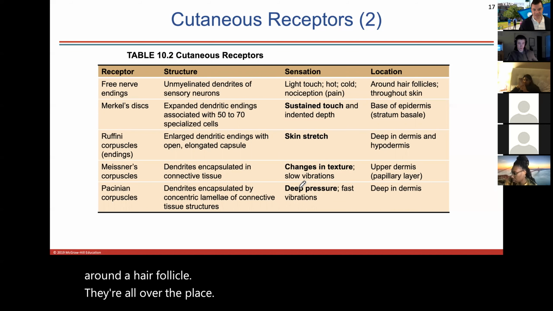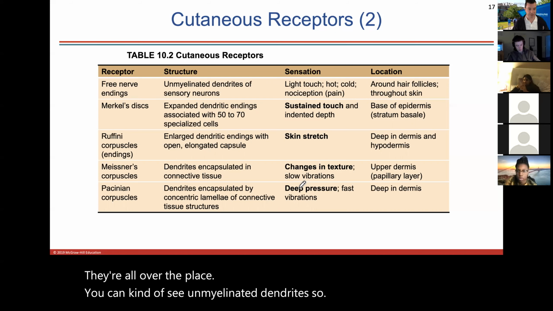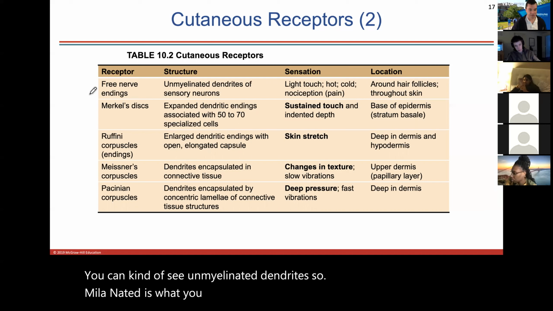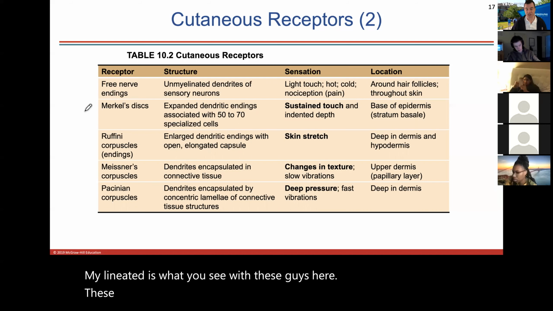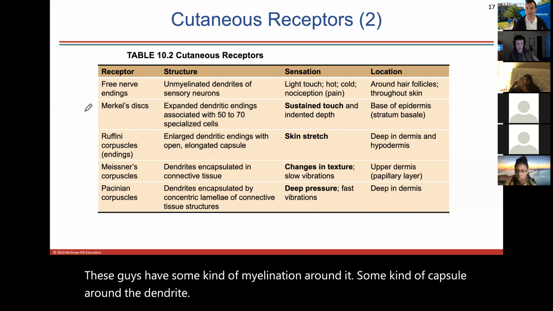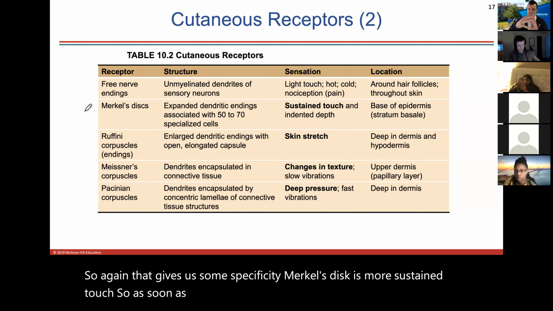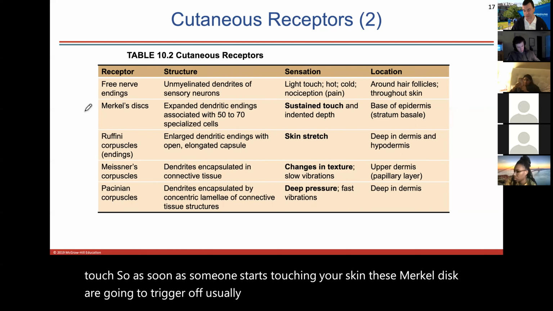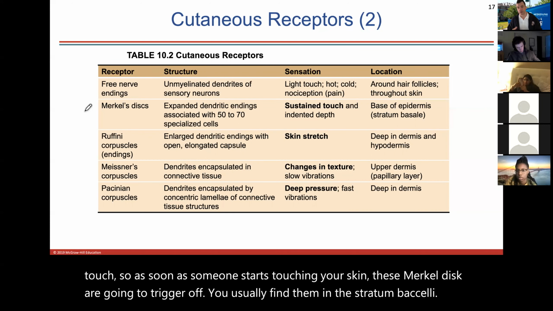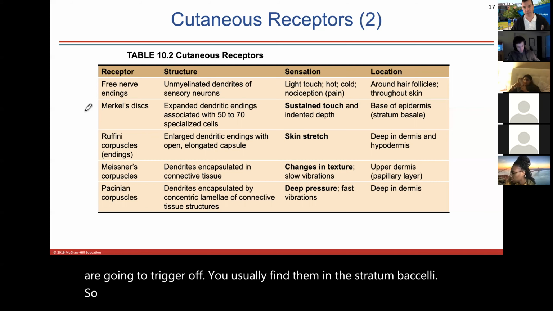As you can kind of see, unmyelinated dendrites. So, myelinated is what you see with these guys here. These guys have some kind of myelination around it, some kind of capsule around the dendrite. So again, that gives us some specificity. Merkel's disc is more sustained touch. As soon as something starts touching your skin, these Merkel discs are going to trigger off. You usually find them in the stratum basale. So light sustained touch is going to be their bag.